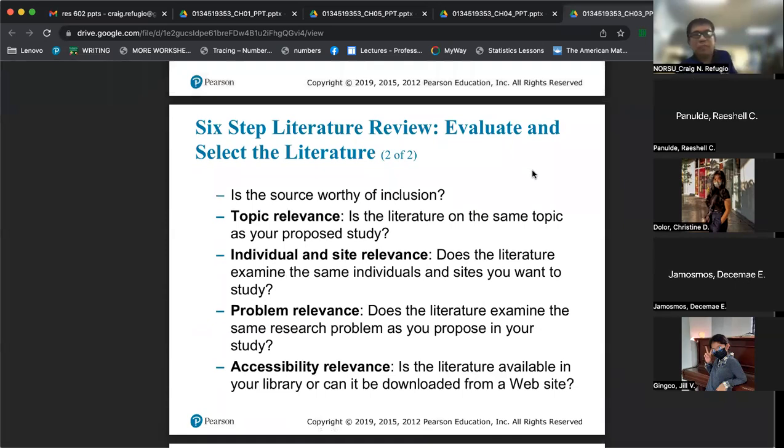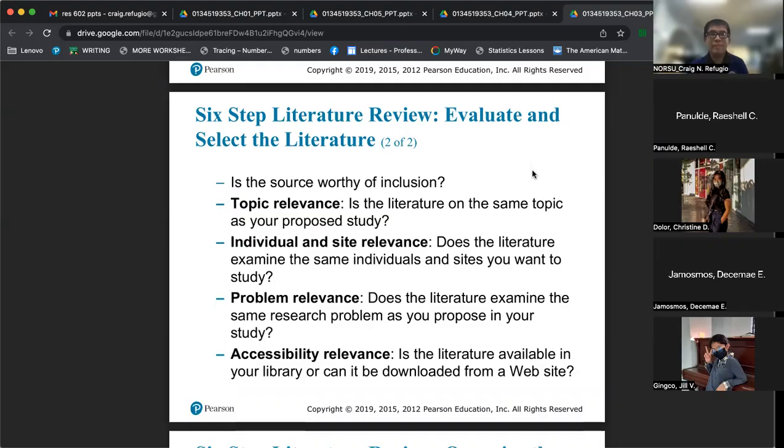So we look into the entire process of evaluating and selecting the literature. Is the source worthy of inclusion? Topic relevance: is the literature on the same topic as your proposed study? Individual and site relevance: does the literature examine the same individuals and sites you want to study? Problem relevance: does the literature examine the same research problem as you propose in your study?